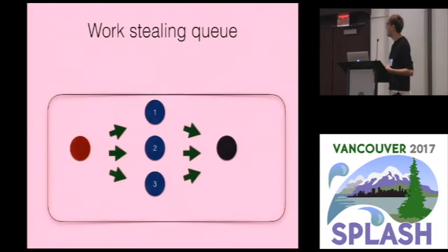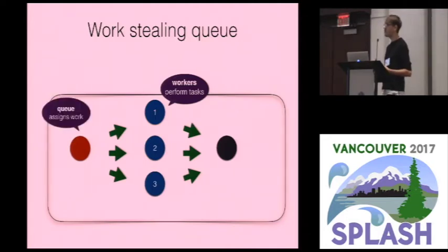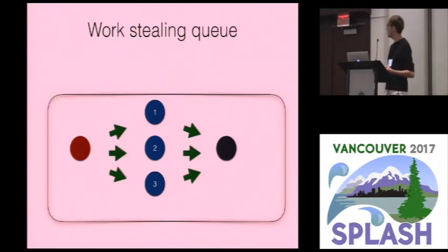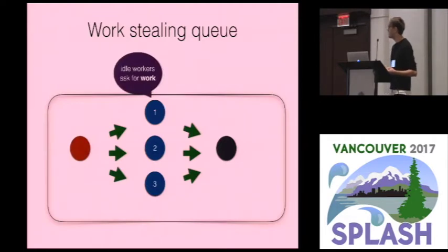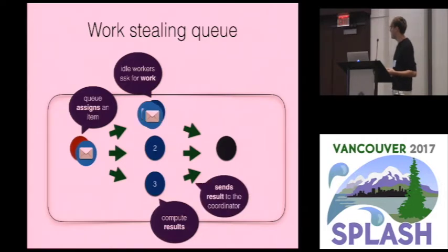Okay. Here's a slightly more tricky example. This is a work stealing queue where you have a bunch of workers performing a task, you have a queue that assigns work items, and you have a coordinator that collects the results. So the way the system executes is that the workers ask for a work item, then the queue answers back with a message assigning an item of work. Then they compute the result and send the result to the coordinator.